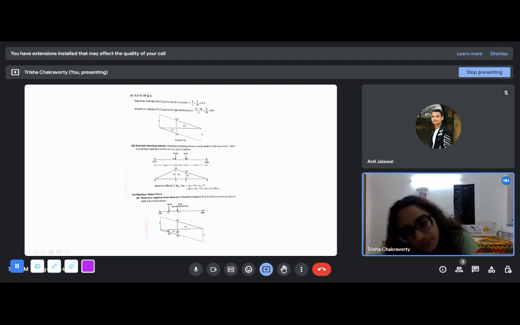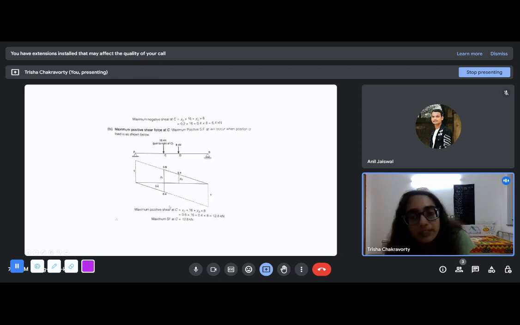Why are we saying just to the left of C? That means we are taking the negative ordinate. So 8 into minus 1.4 plus 16 into minus 1.2 will give the maximum negative shear. For the maximum positive shear, you will put 16 just to the right of C. So you get the positive ordinate, and 8 accordingly, and you get 12.8. So this is the maximum shear force at C, because this magnitude was 6.4, and this magnitude is 12.8.